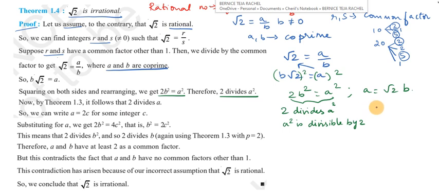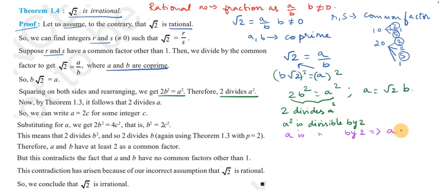We've already written that 2b is equal to a square. Now I know that if a square is divisible by 2, then a is divisible by 2. If a is divisible by 2, I can write a is equal to 2c, where c is some integer. From this we were able to say that a square is equal to 2b square. Here we are writing similarly a is equal to 2c.